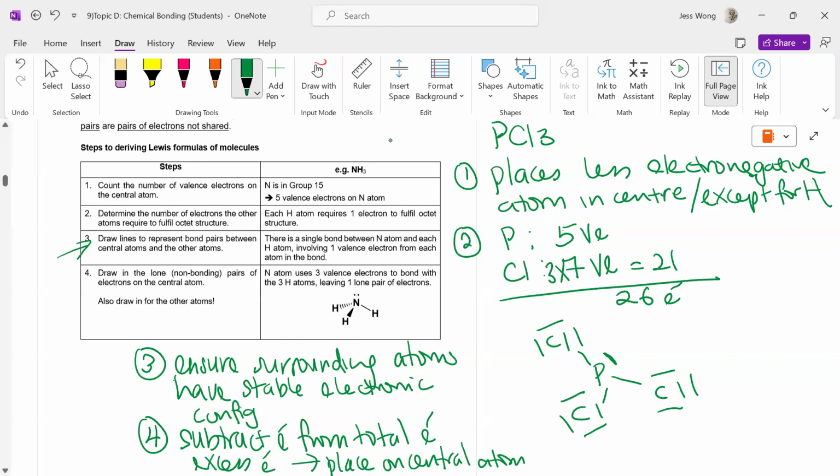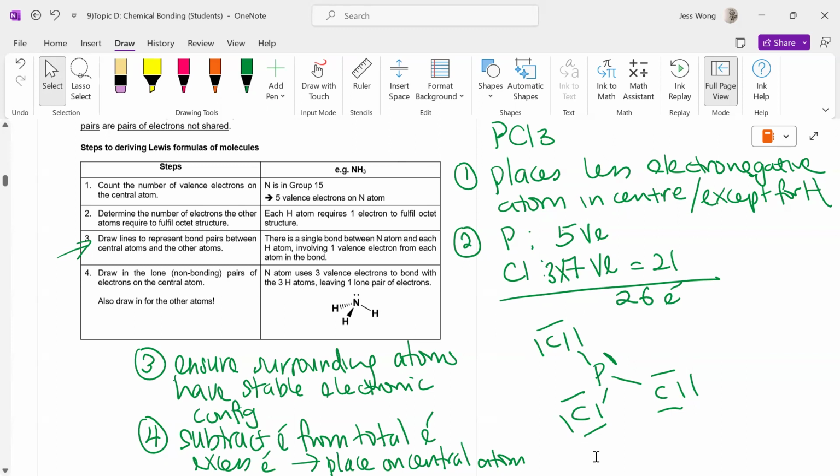But of course, is that all? No, we can check. What are the things that we need to check? We need to check that we have an octet for all the atoms. In this case, chlorine has an octet and phosphorus also has an octet configuration.